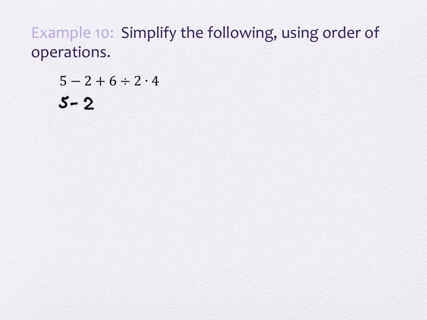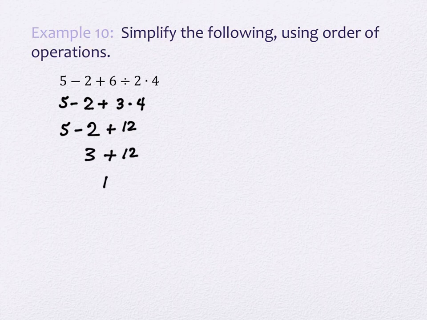So our first step is going to be the 6 divided by 2, which would be 3. Okay, so that is actually step number 1. What would step number 2 be? Yeah, the 3 times the 4. So we would get 5 minus 2 plus 12. And then 5 minus 2 would be my next one, so that would be 3 plus 12. And then I would get 15. So the last step would be 3 plus 12, right? That would be my last step if that was the question, how it was asked.